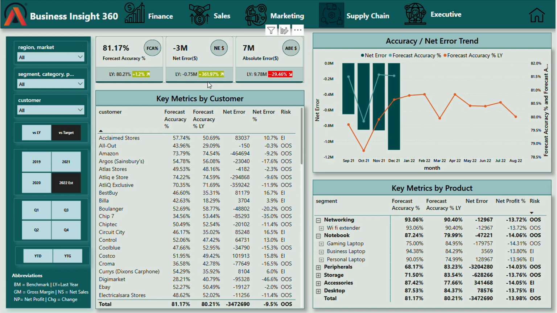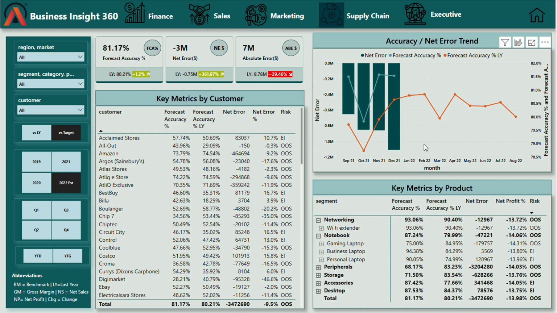Here again we have all the customers, because supply chain is more with the customers, because they have to deal with each customer. If some customers are going out of stock, if some customers have excess inventory, they can track the performance here. So that's why we have key metrics by customers here. Then we have a chart here which shows an overall idea of how things have been performing throughout the fiscal year.